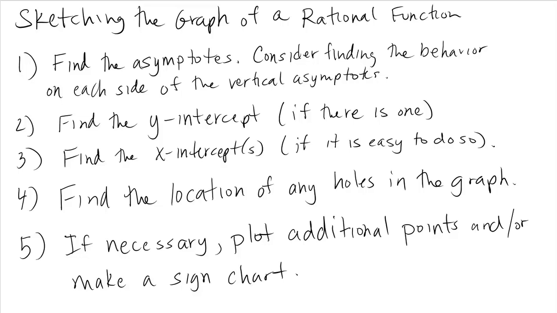And after those first 4 steps, I'd stop and see what information I've gathered, look at my graph, and see if I have a pretty good idea of what's going on. If there's some interval of x values where I'm not really sure what the shape of the graph would look like, then I might plot some points on there, or I might use a sign chart to at least figure out if the function is positive or negative on that interval. And then I'd sketch the graph. Let's put this into action.